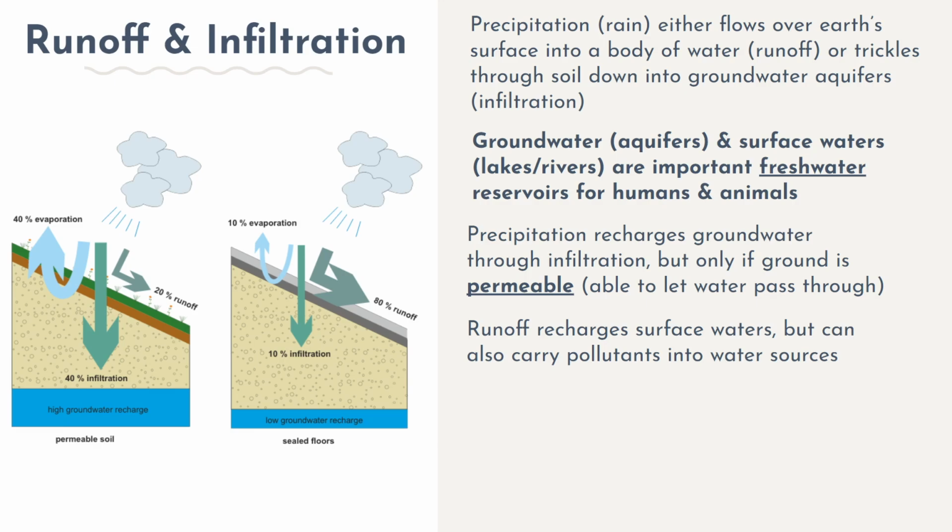Runoff, on the other hand, is going to eventually recharge surface waters. It will return water that fell as precipitation to a lake or a river or a pond, and that's an important source for humans to use. One drawback of this is that the runoff gathers pollutants on the way to the surface body of water, and we'll be talking about these issues in a lot more detail when we get to our water unit later in the year.